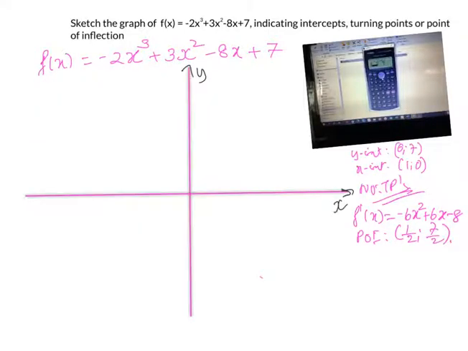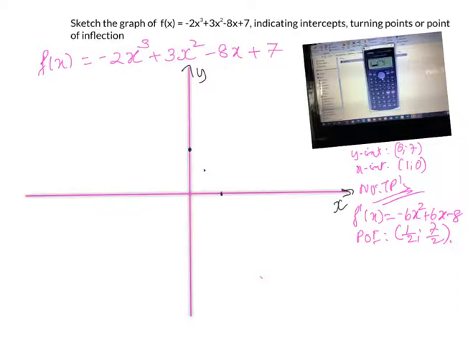Now let us plot the graph. We have the y-intercept as 7, the x-intercept as (1, 0), no turning points, and one point of inflection at (half, 7 over 2) somewhere here. Let's be very careful here. This is a negative graph, right? Therefore I must start from the left, from the top, so that's how I'm going to draw the graph, from left to top here.